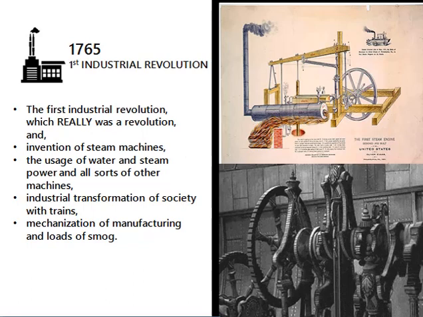So the first industrial revolution, which really was a revolution, we can say, was the invention of steam machines, the usage of water and steam power and all sorts of other machines. In the first industrial revolution there was this industrial transformation of society with the trains, mechanization of the manufacturing, and loads of smog etc.